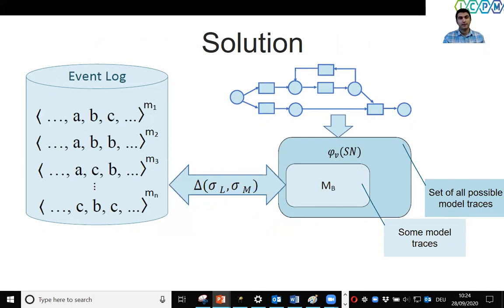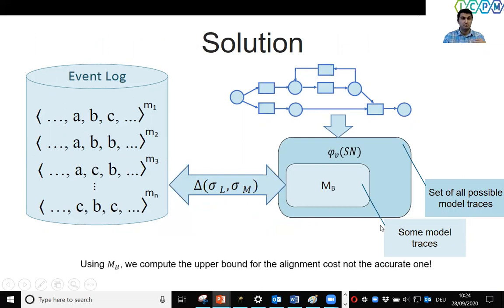It is very important to note that when we use MB, that is a subset, instead of all possible model traces, we may provide a higher alignment cost because maybe the most similar model trace is not placed in the MB. However, the alignment cost computed by MB is always an upper bound for the actual value.